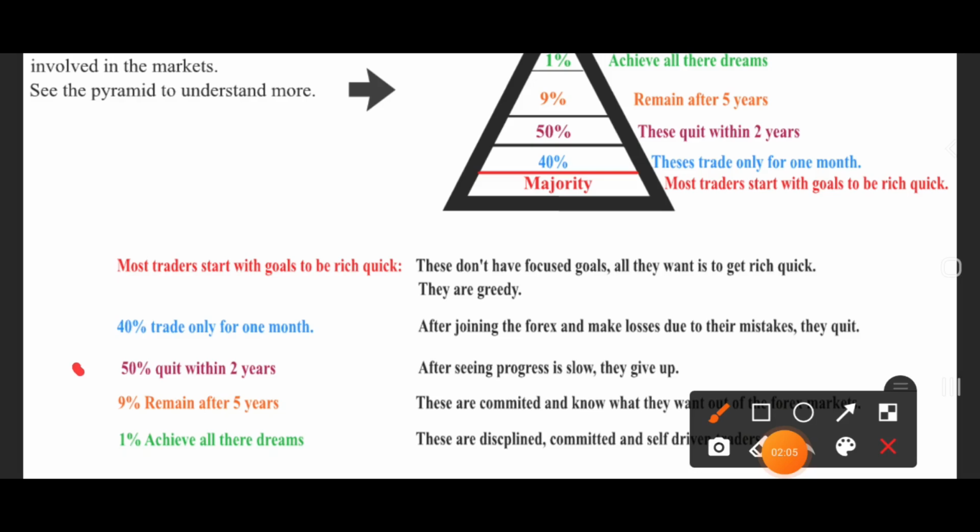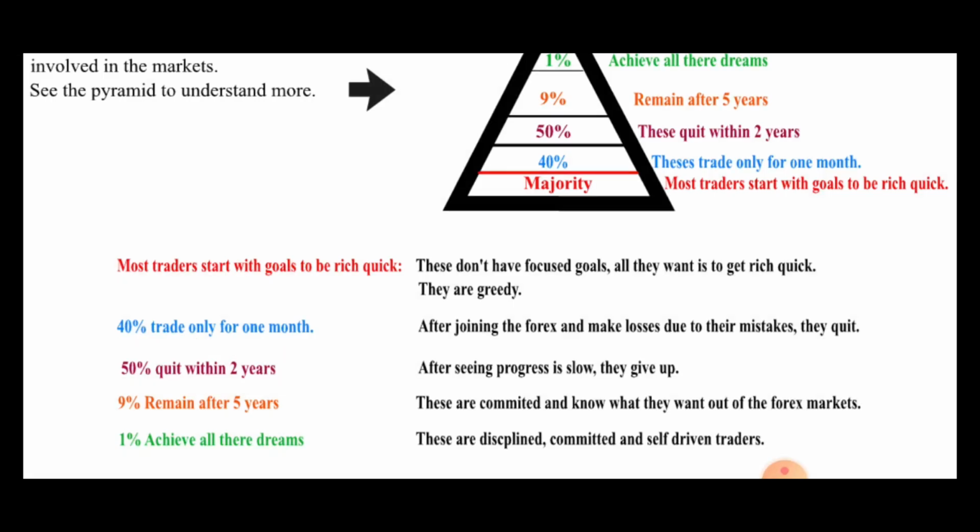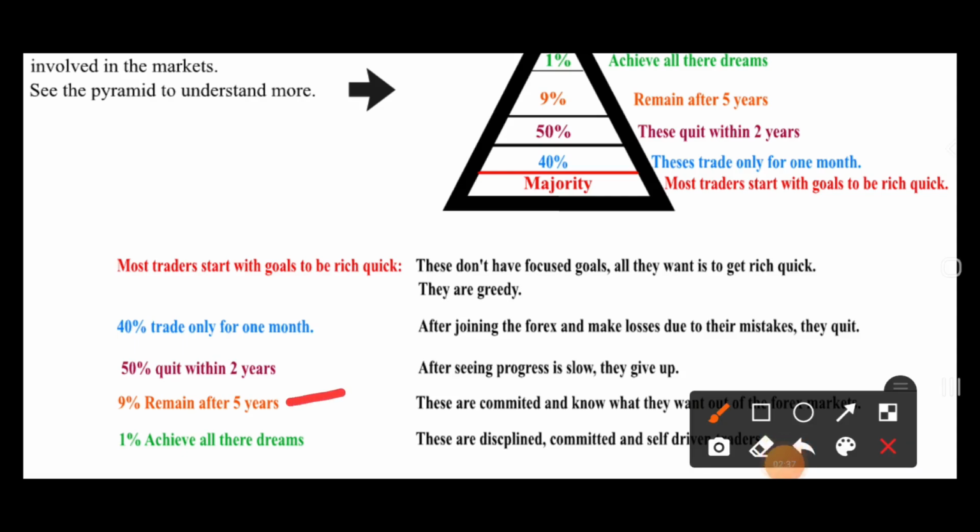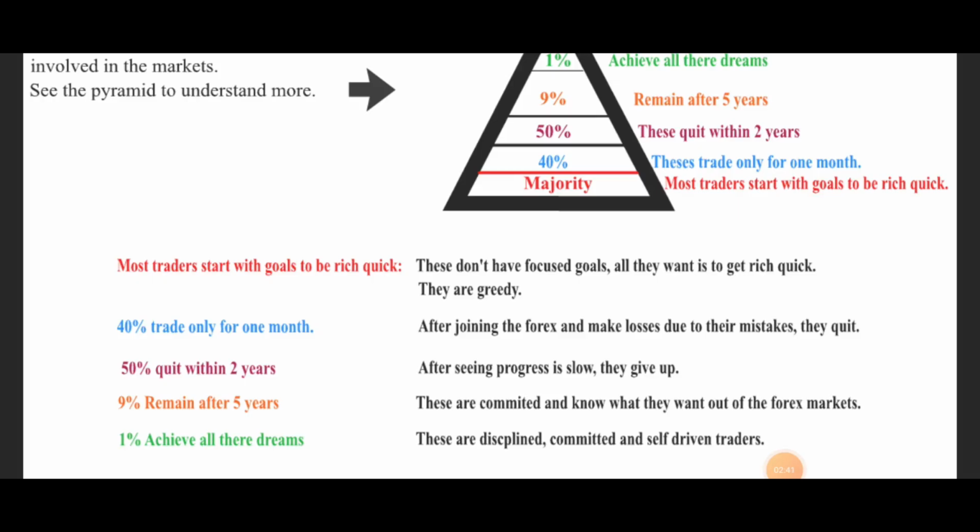So we have the 50% who quit within 2 years. After seeing progress is slow, they give up. You know, in every business you need to be consistent. You understand? You don't have to rush to make big money very fast. Sometimes you have to be patient. Even if the progress is slow, a person who is moving is not like the person who is stationary, not progressing at all. So we look, 9% remain after 5 years. These are committed and know what they want out of the forex markets. Then 1% achieve all their dreams, those who are at the top of the pyramid.